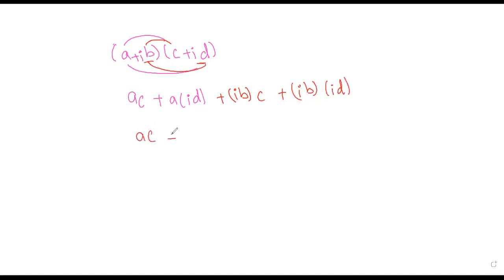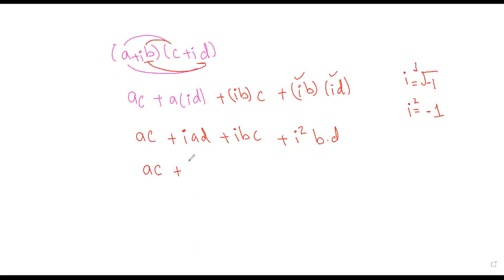And finally I will have ac plus iota ad plus iota bc plus iota into iota would be iota square bd. And I told you that iota is under root minus 1, iota square is minus 1, right? So if you write this again, ac plus, obviously you will not write this for iota. We write under root minus 1 as iota, plus iota bc plus iota square is minus 1. So I can write minus 1 bd.